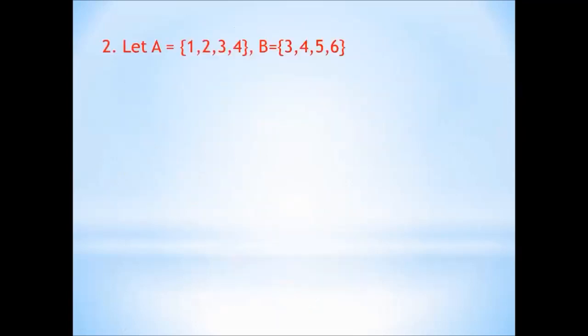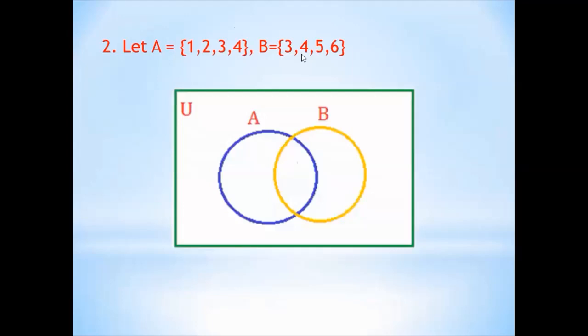Let A equal 1, 2, 3, 4 and B equal 3, 4, 5, 6. These two sets are overlapping sets, you can see. So for overlapping sets, you have to draw this type of Venn diagram. This green rectangle is the universal set. I already told you about this. Now A and B are overlapping sets, so you have to draw the circles in this way.